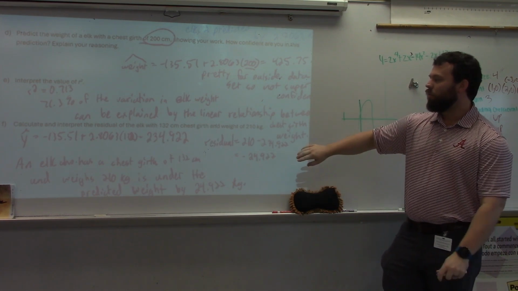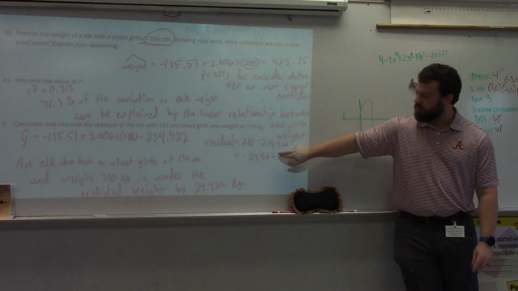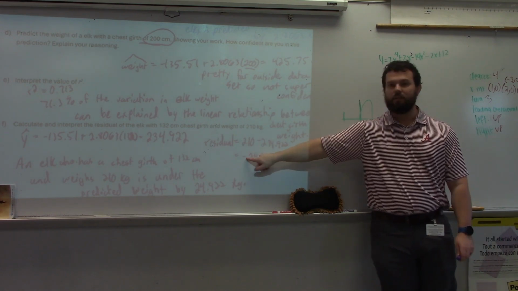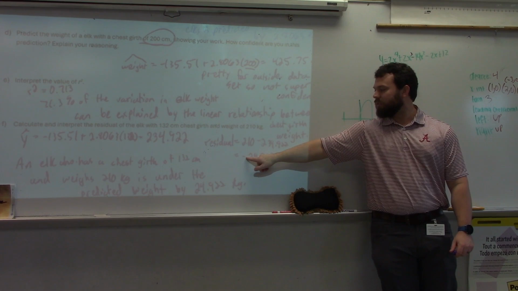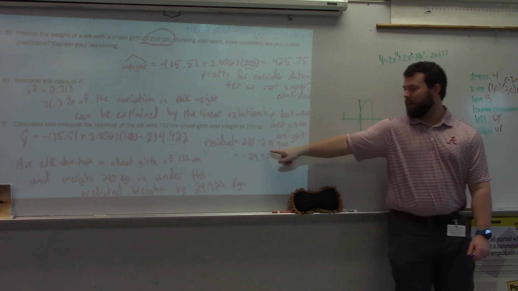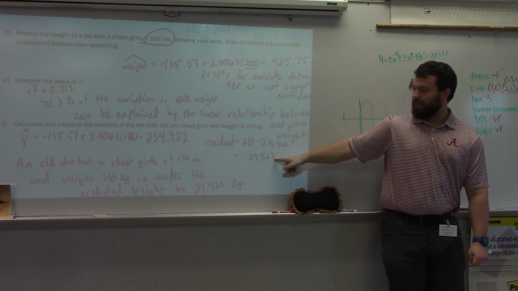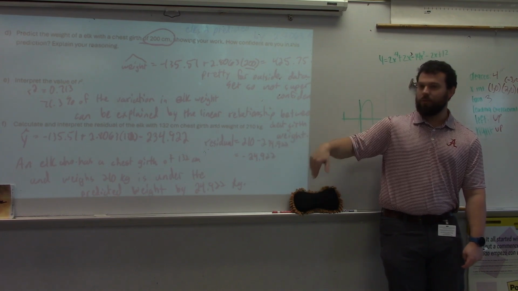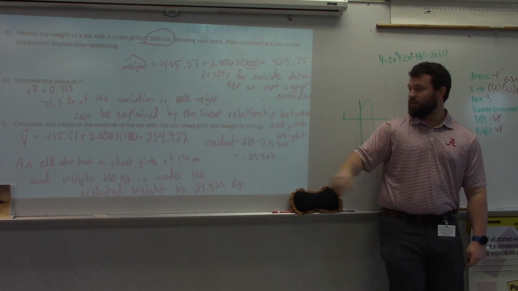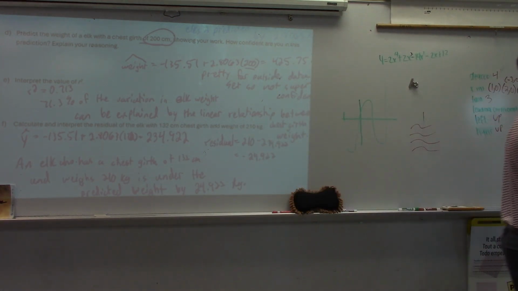Show it. All right, the one thing I need to talk about is the residual. When we say interpret the residual, what does this residual tell us? The fact that it's negative tells me that the actual weight is what? Here's my actual, and then my predicted. So the actual weight is 24.922 kilograms below the predicted. That is what we mean when we say interpret the residual. It's that amount either more than or less than the predicted amount.